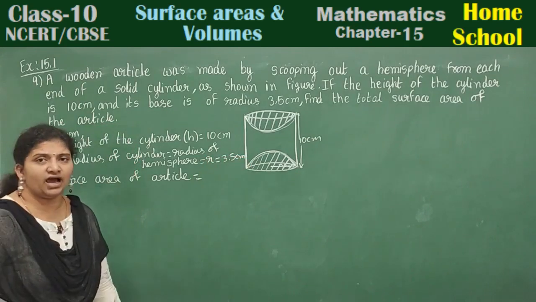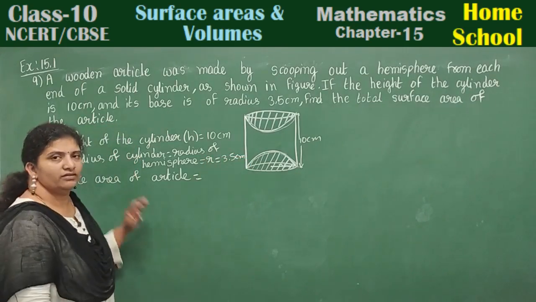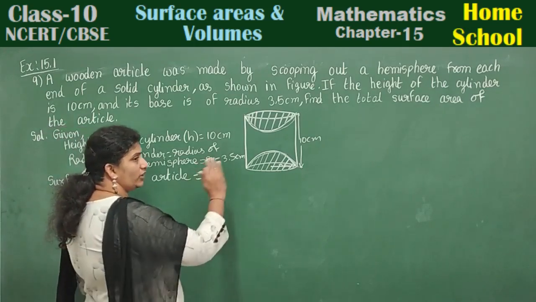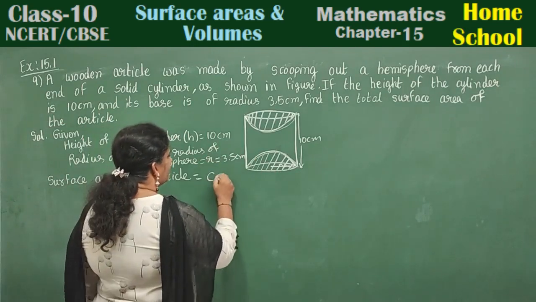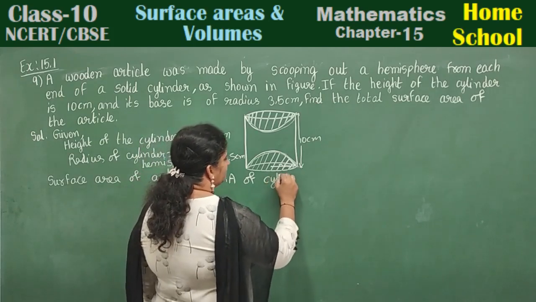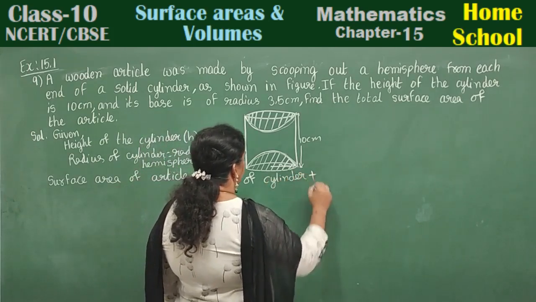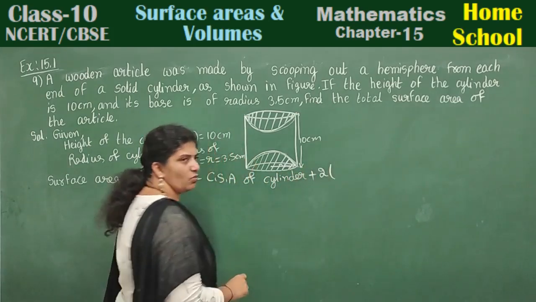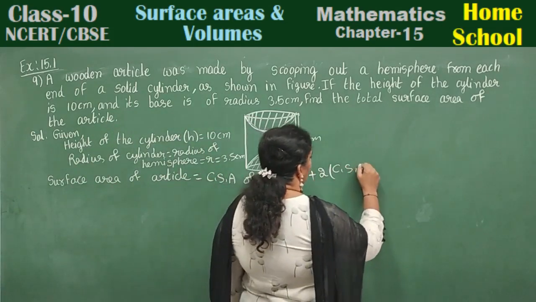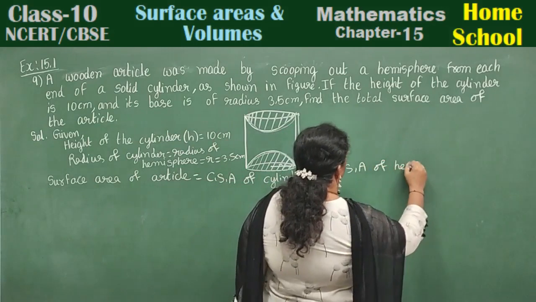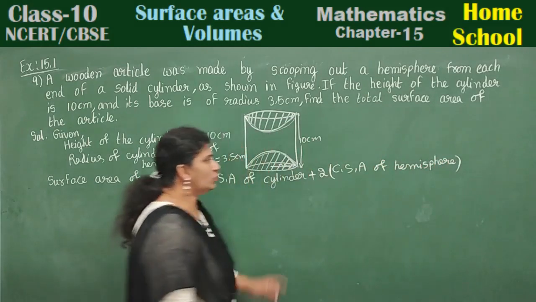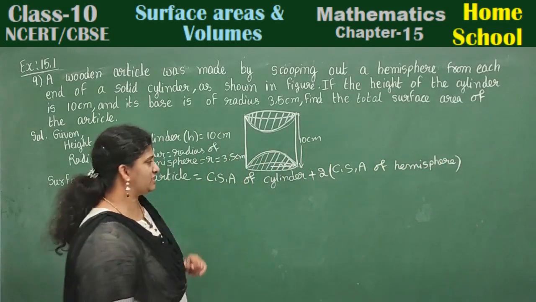Total surface area. What is the surface area of the article? Frame the formula here. What all can you see? You can see the CSA of a cylinder, CSA of cylinder plus 2 times. Why 2 times? You can see 2 hemispheres. 2 times the curved surface area of a hemisphere.